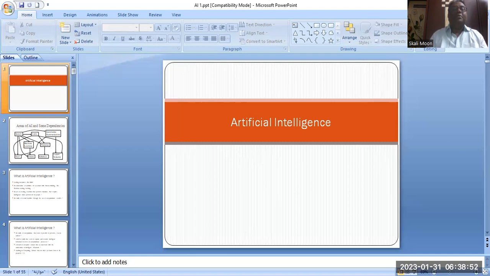What are the main topics in AI? Searching. This includes game playing, knowledge representation, reasoning, planning, learning, natural language processing, expert systems, and interacting with the environment.